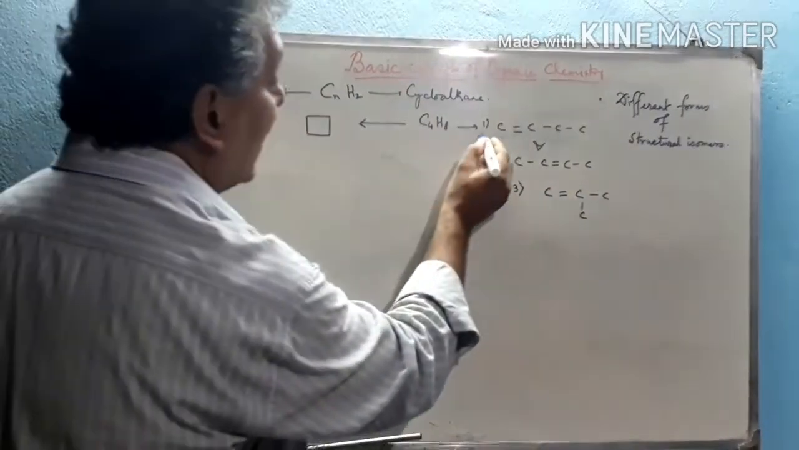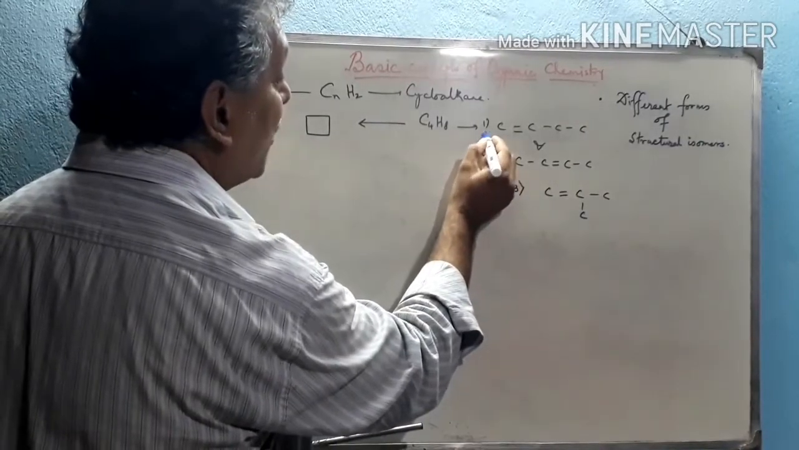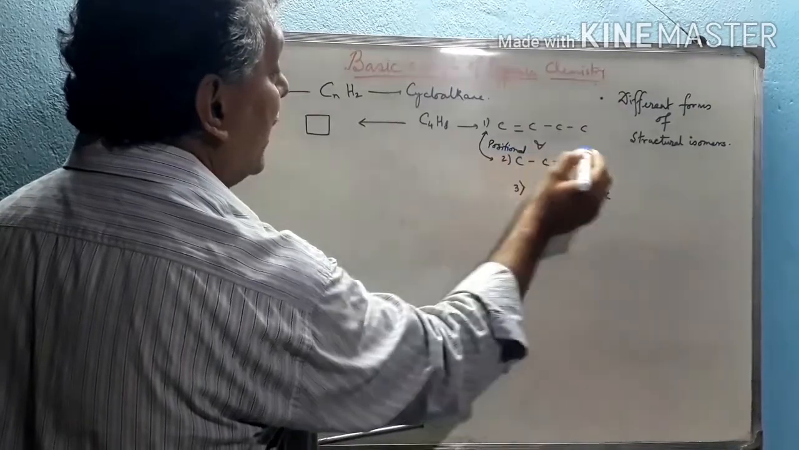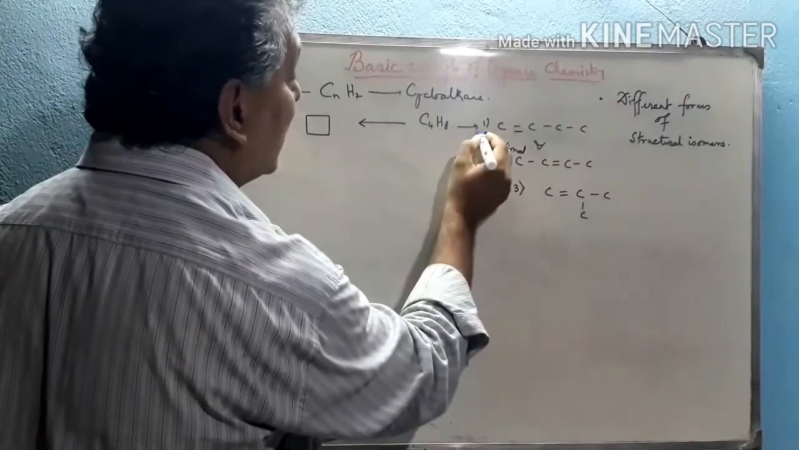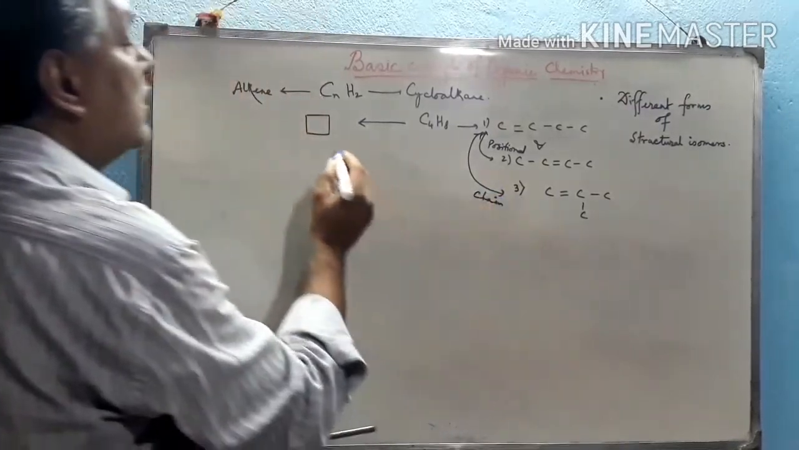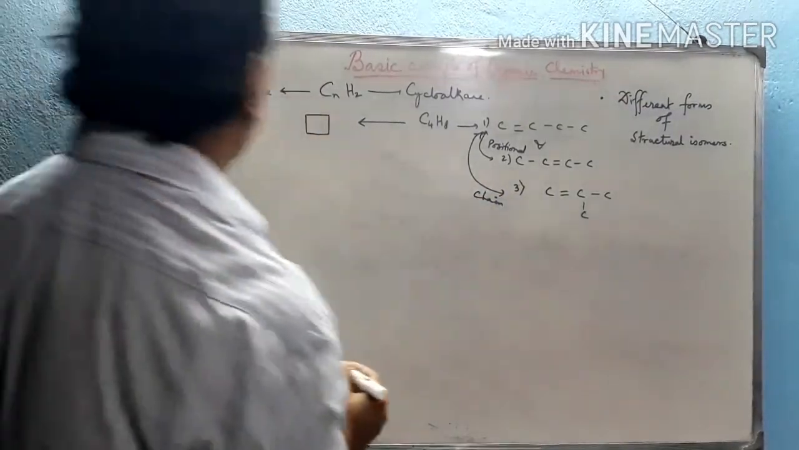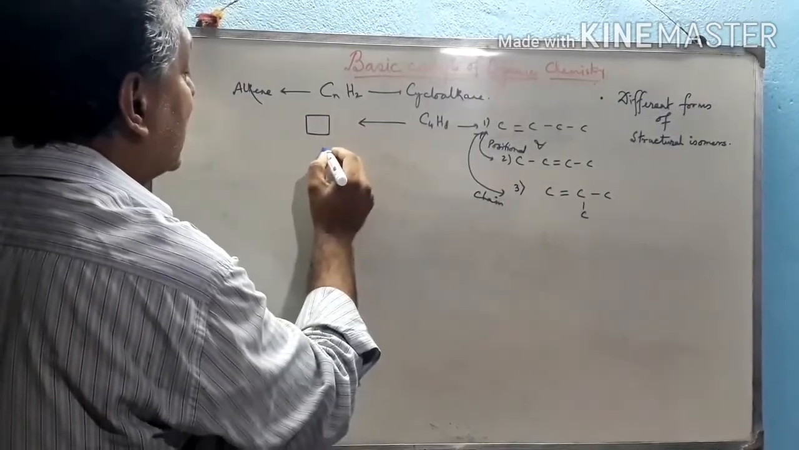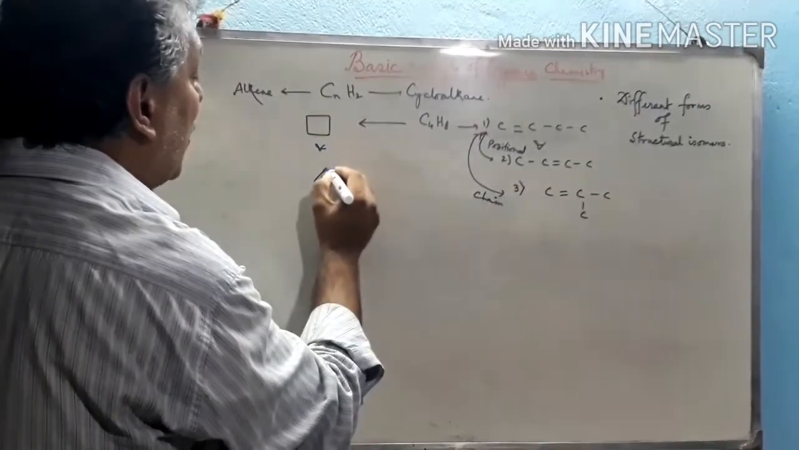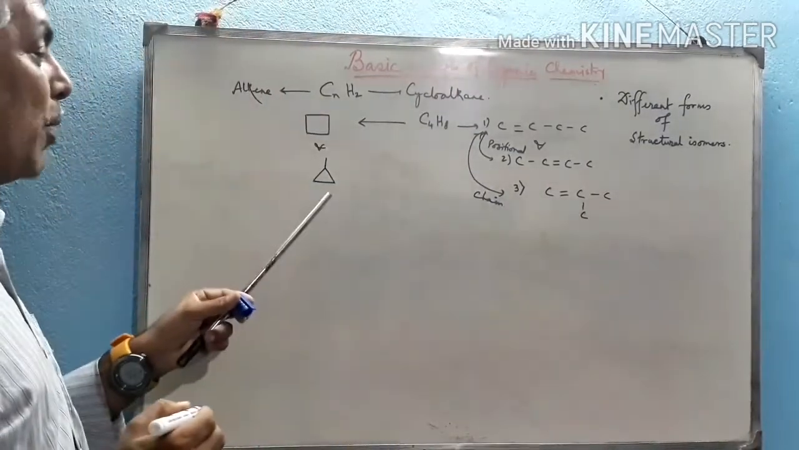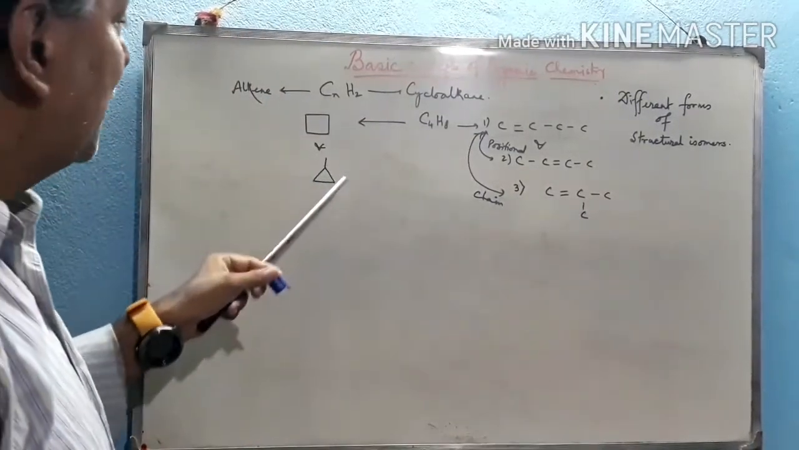So these two are related with the positional isomer, and these two are related with the chain. Now this is also a different form of cycloalkane actually. So we can draw this structure, and a different form of cycloalkane is like this, CH3, methyl cyclopropane. This is cyclobutane and this is methyl cyclopropane.